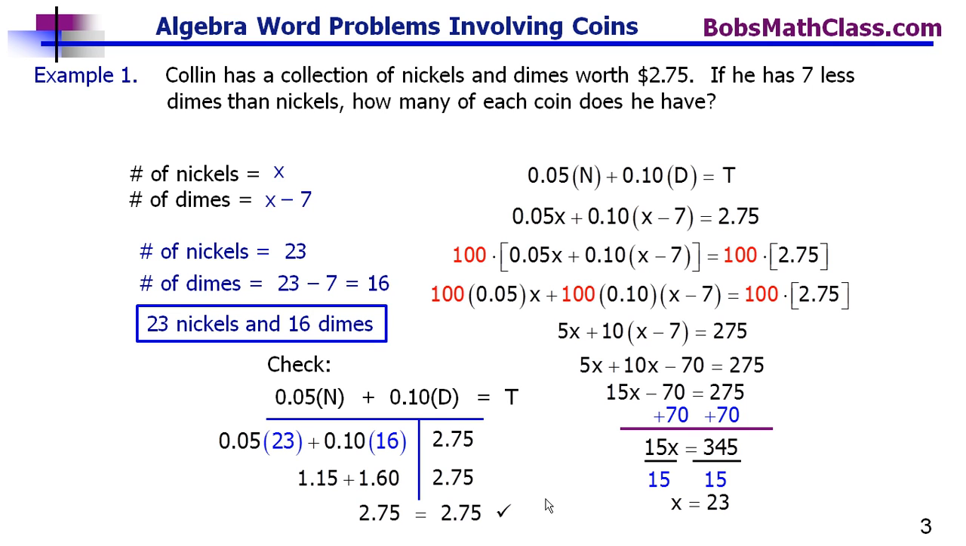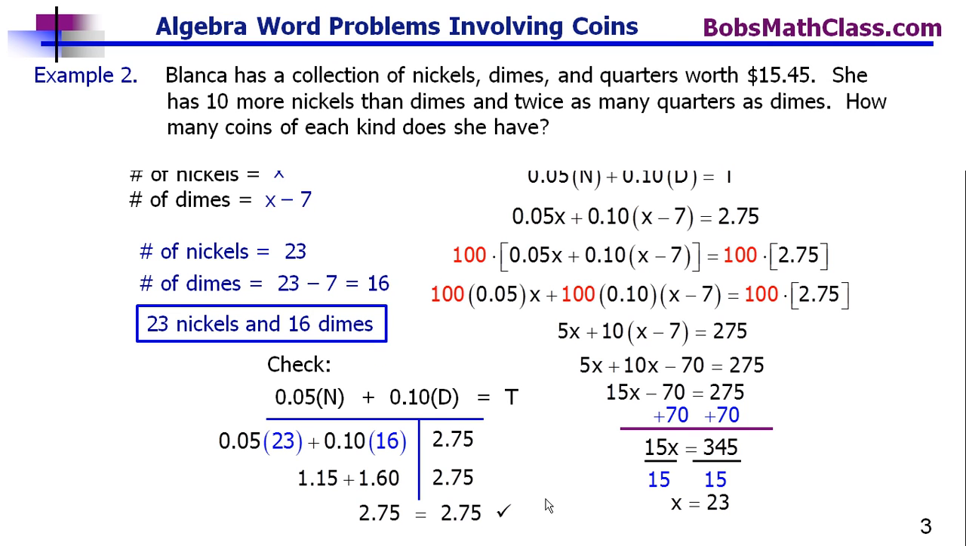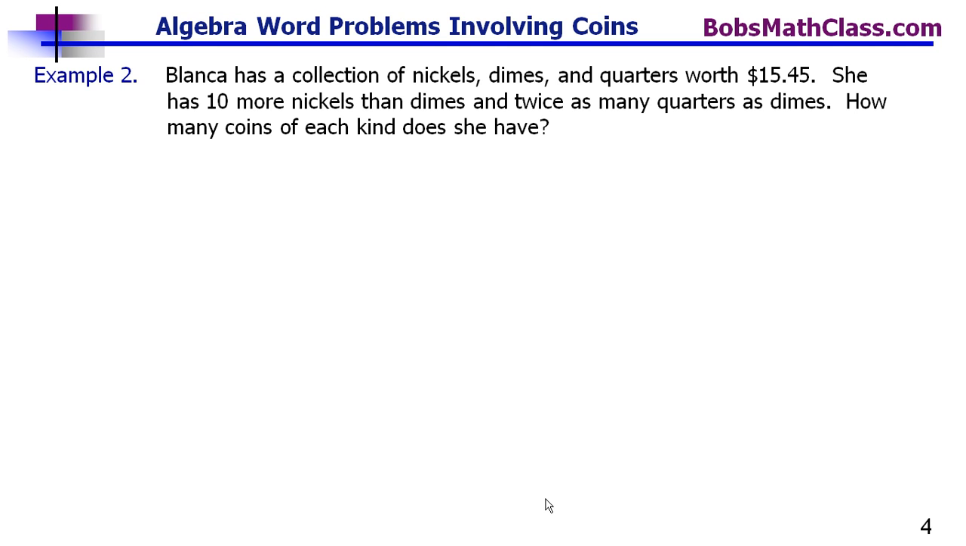Okay, let's go on to one more problem. Blanca has a collection of nickels, dimes, and quarters worth $15.45. Before we keep reading, let's just write that down. Actually, the best procedure is read the whole problem, get a general idea of it, and then take it one step at a time. So nickels, dimes, and quarters. We're going to write that down.